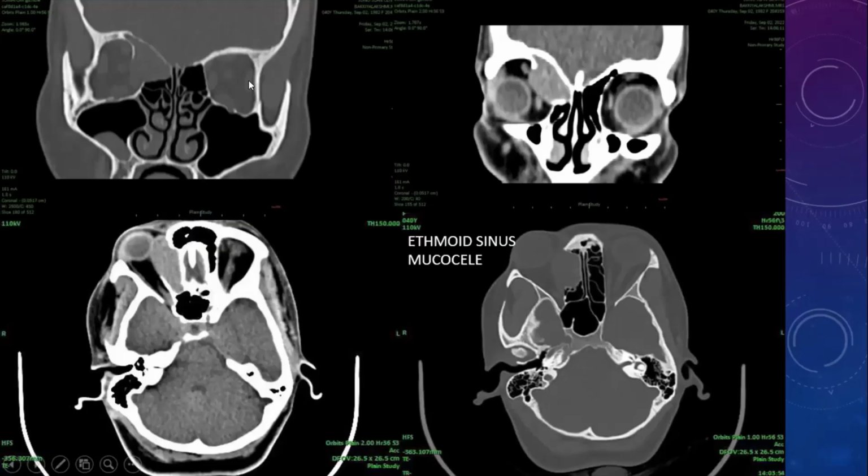So this is another case that is from Arvind only, it was referred. This case is a case of right ethmoid sinus mucocele. In the right ethmoid sinus, there is a soft tissue density mass lesion. It is very homogeneous. It looks so benign, but however, bone remodeling is noted.